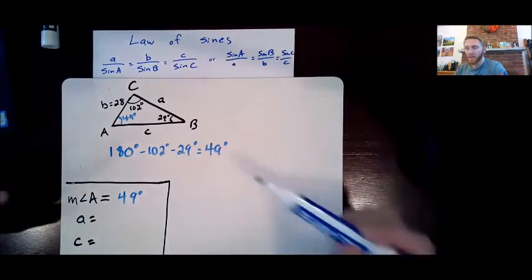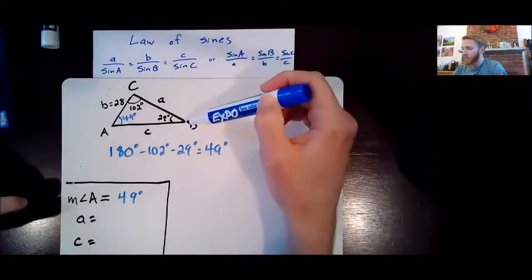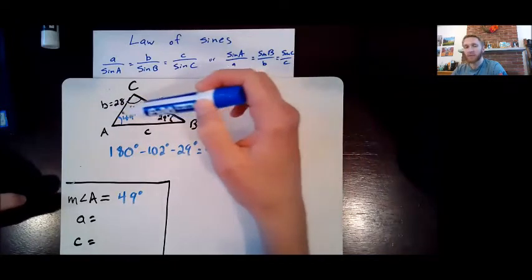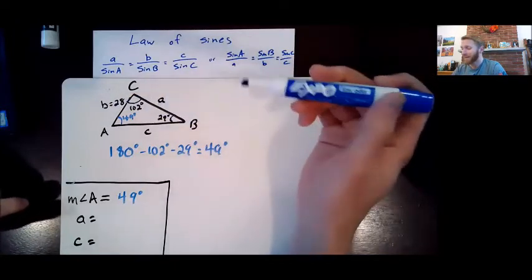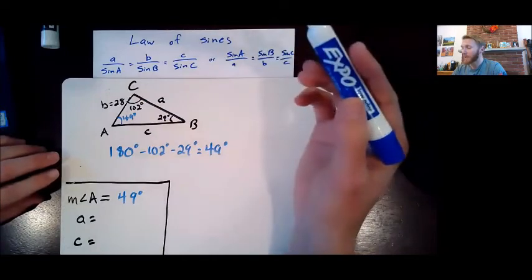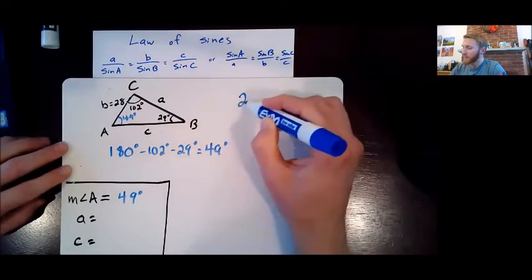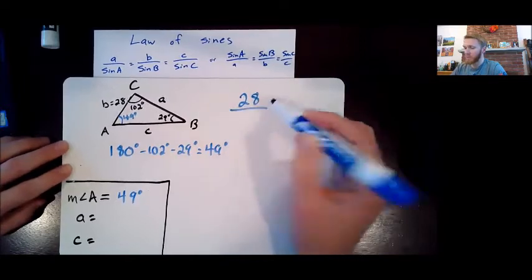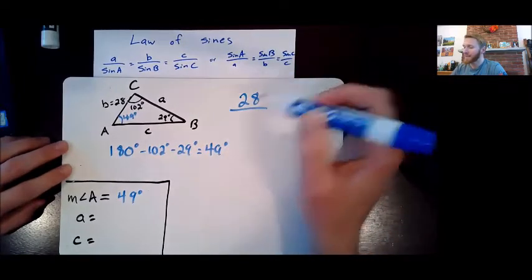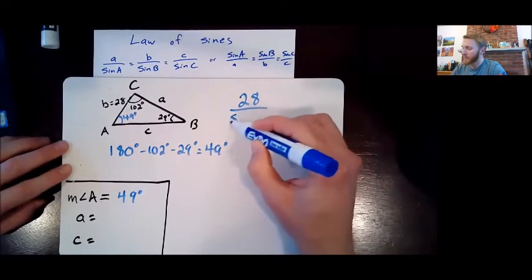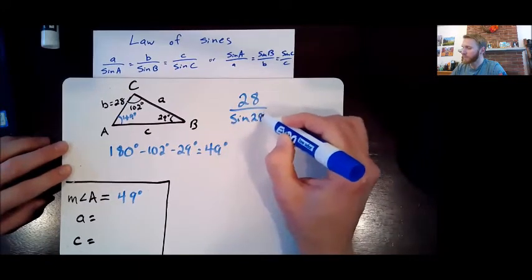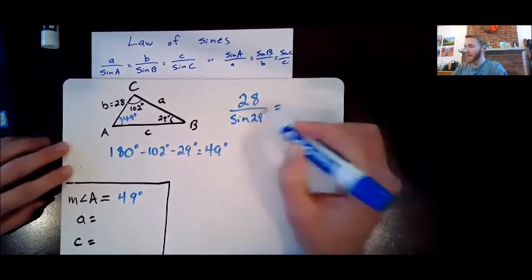The important piece is that you need to key on the fact that for angle B and side B, you're given both measures, so that's the key to unlocking this whole thing. So that's the ratio I'm going to set up first. I'm going to set up side B, which is 28 units, over sine of angle B, so sine of 29 degrees. That's one of my ratios.